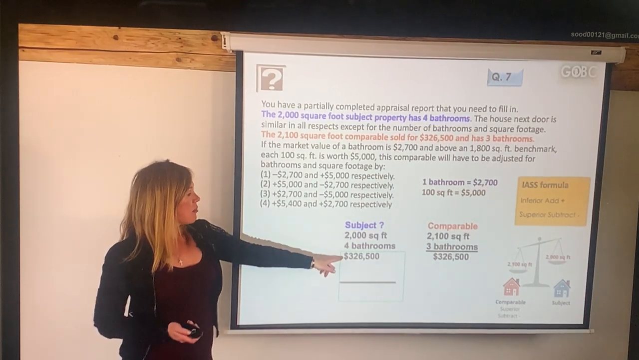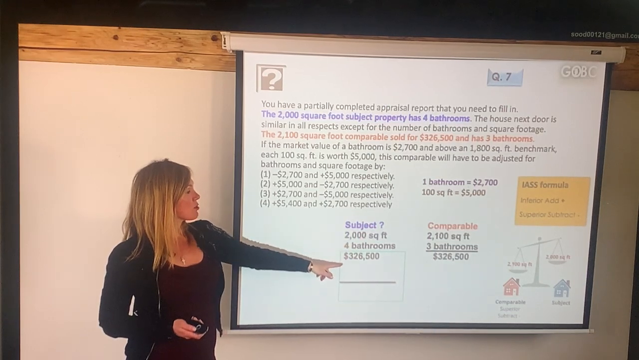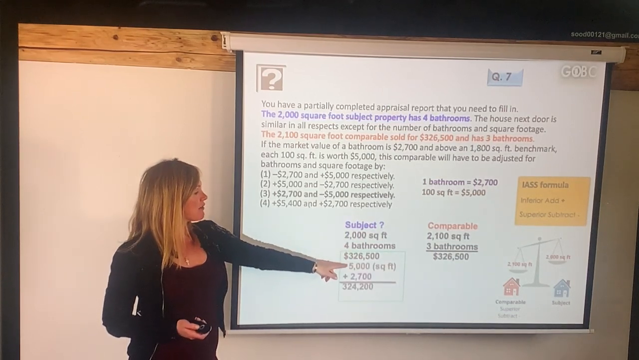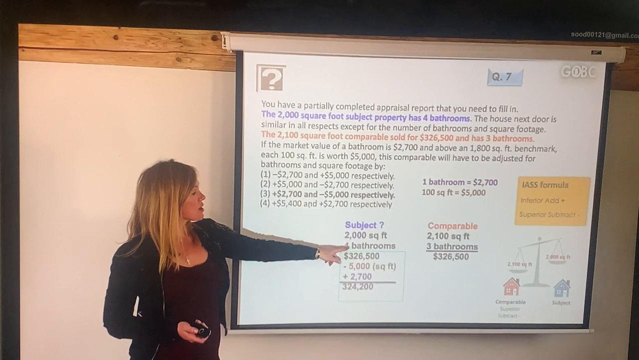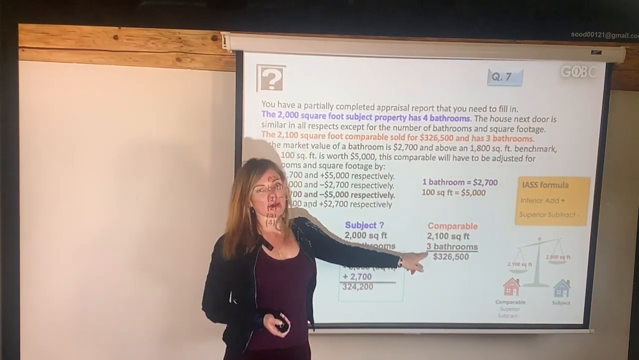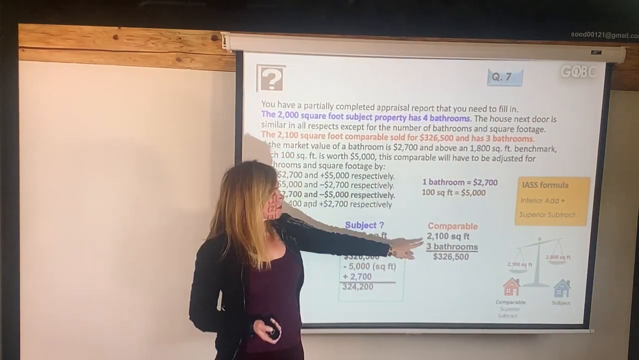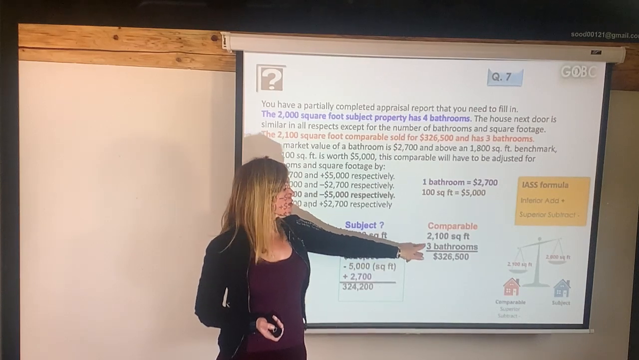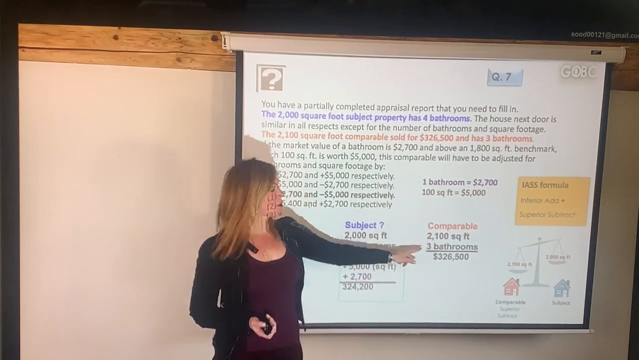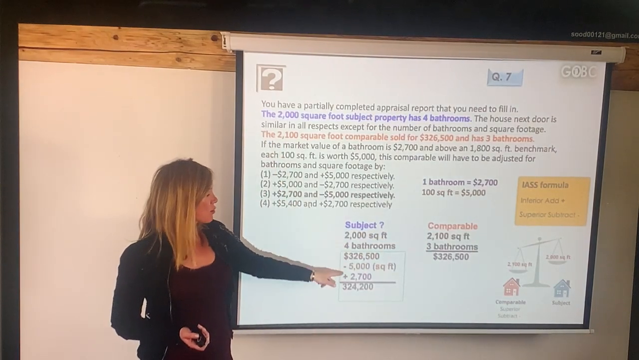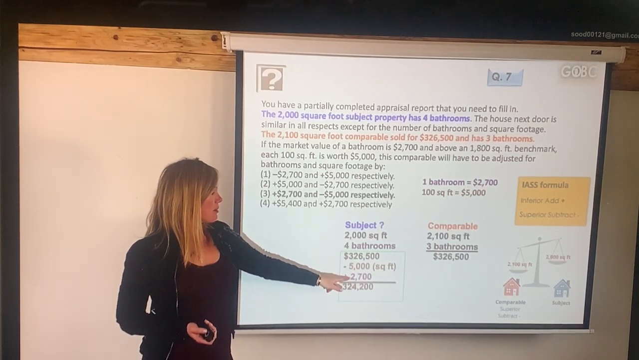So that means my comparable has more, and that means my subject will be less by 5,000, right? So I'll do minus the 5,000, that's the square footage. But my subject, look at this, has 4 bathrooms, and my comparable has 3 bathrooms. We adjust in the comparable. My comparable has more or less? It has less bathrooms. So if it has less bathroom, that means it's inferior. That means you're adding to the subject. So that means your subject will be worth more by adding that extra bathroom in here, right?